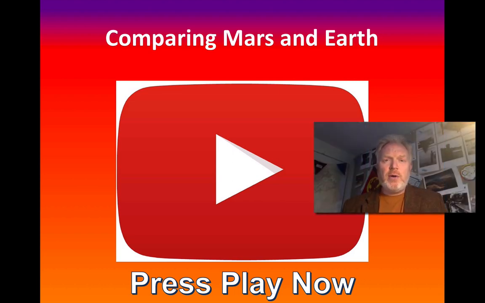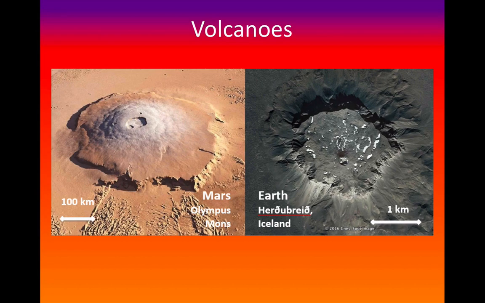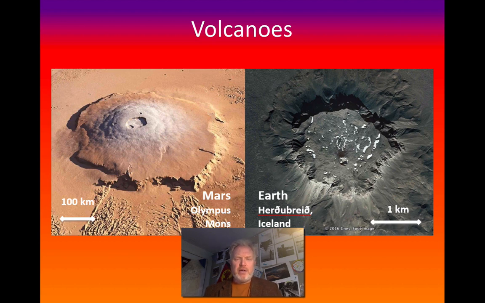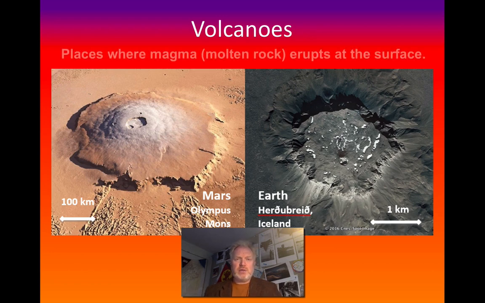Okay, you should now have a set of definitions for each of those different features. Let's just go through and check what they are. So the first pair of images is of two volcanoes. Olympus Mons, that we've studied in some detail in Theme 0, and a volcano in Iceland called Herdubreid. Now, volcanoes are simply places where magma erupts at the surface. So that's happened in both of these locations.